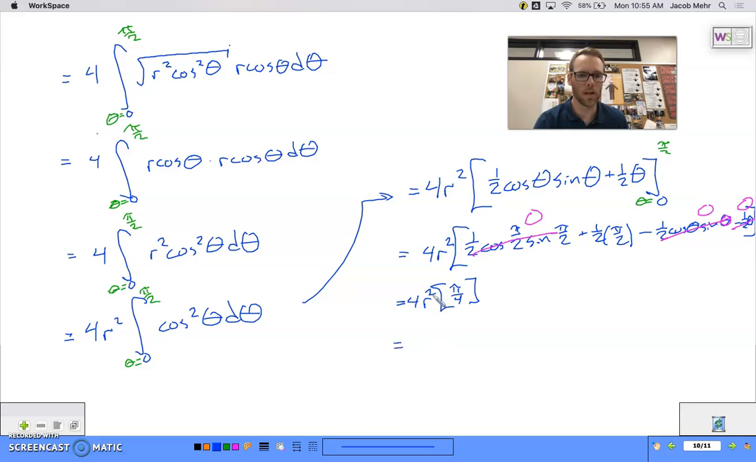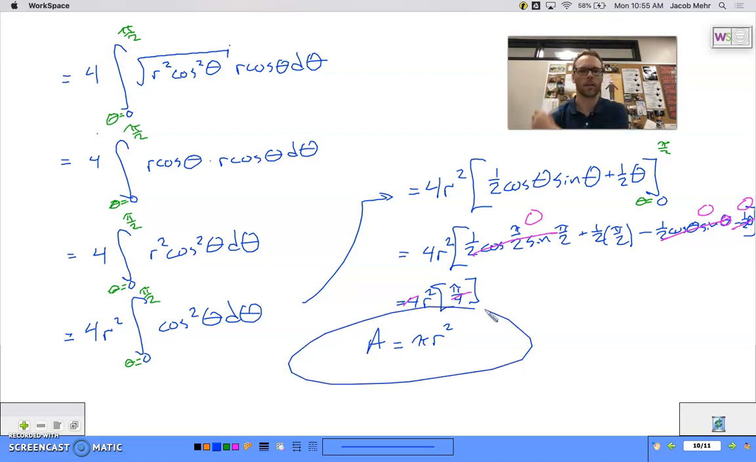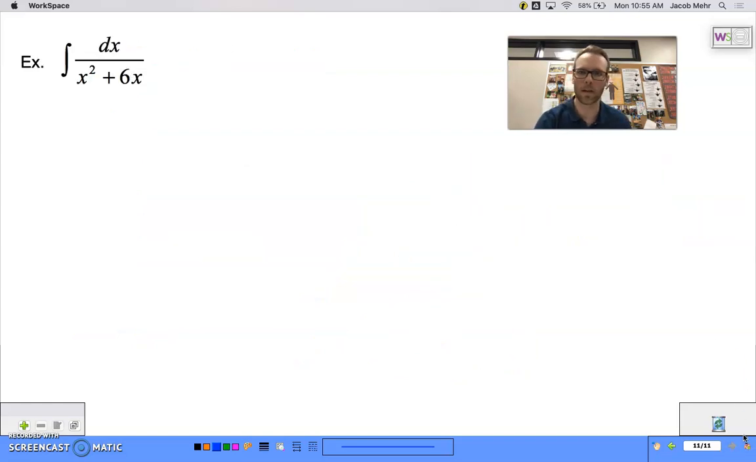And what happens when we take 4r squared times pi over 4? The 4's cancel, and we have pi r squared. So the area of the circle is pi r squared. Very good. Okay, running out of time. I have 3 minutes. I don't know if I'll do the whole example, but at least we'll set it up.